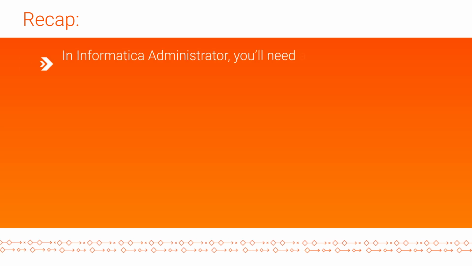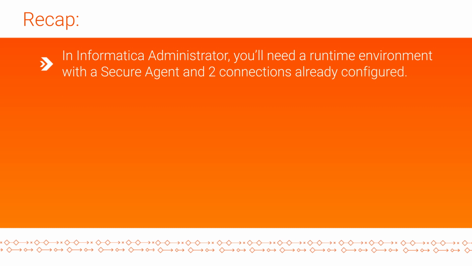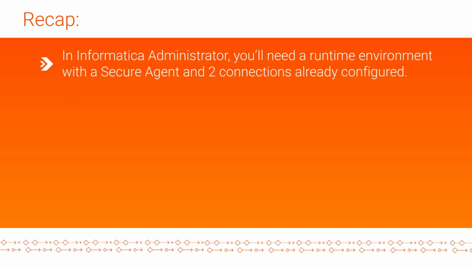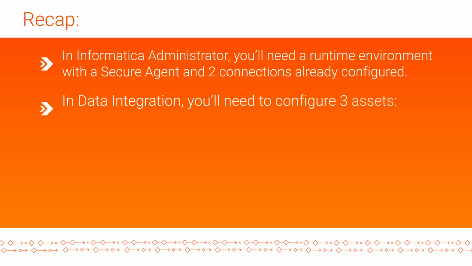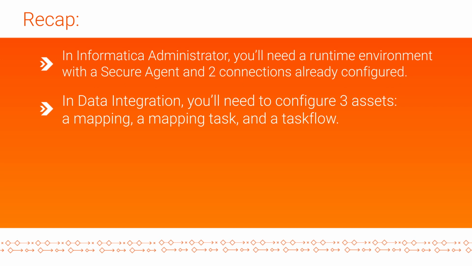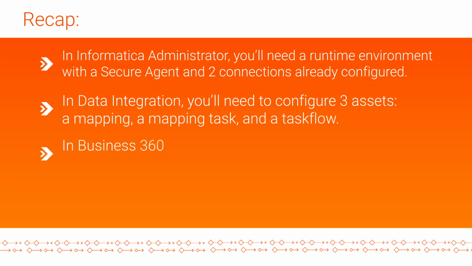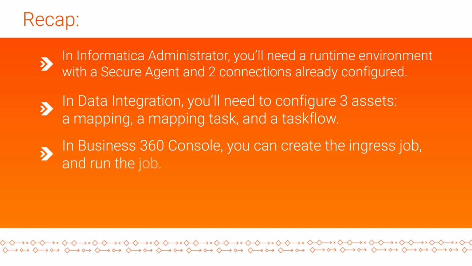To recap, to onboard data, also known as running an Ingress job, in Informatica Administrator, you'll need a runtime environment with a secure agent and 2 connections already configured. In data integration, you'll need to configure 3 assets: a mapping, a mapping task, and a task flow. Finally, in Business 360 Console, we can create the Ingress job and run the job.